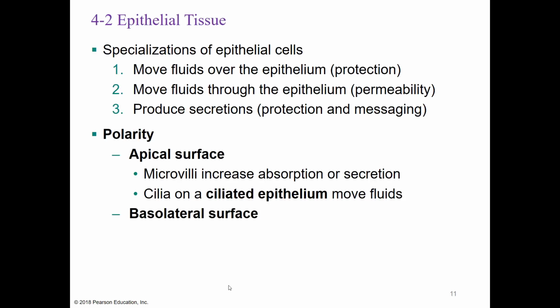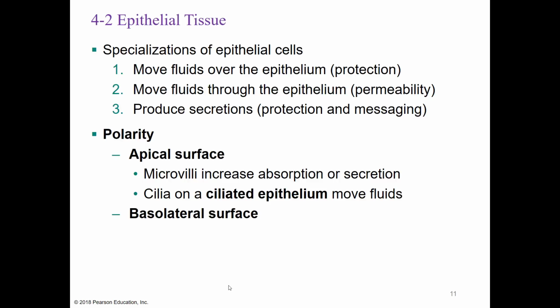So epithelia can also become specialized and is able to move fluid over itself. So when we see epithelia with cilia, for example, we know that cilia are for movement. They move fluids across the cell. So we would expect when we see cilia to think of movement right away. And epithelia can also move fluids through itself, which is called permeability. It can produce secretions. We talked about how those secretions will differ depending on where the epithelia is found.